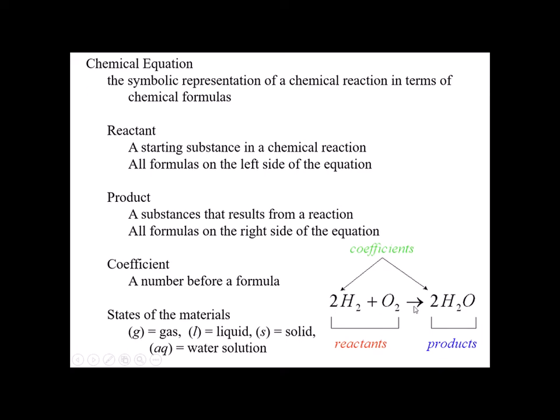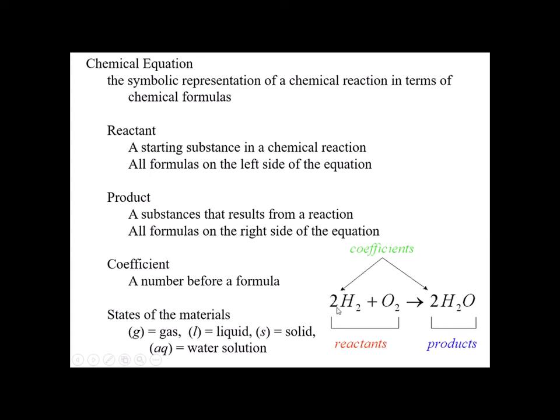So in this reaction, two hydrogens and an oxygen are my reactants. The right side of the equation is the two waters. Okay, there's no limit on the number of reactants you can have or the number of products that you can have. Okay, and then the other part is a coefficient, which is a number in front of the formula.